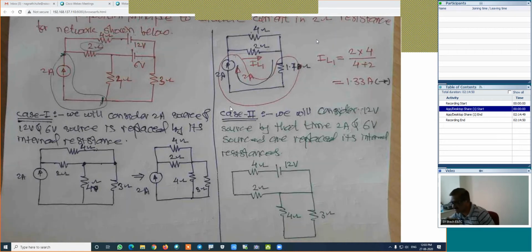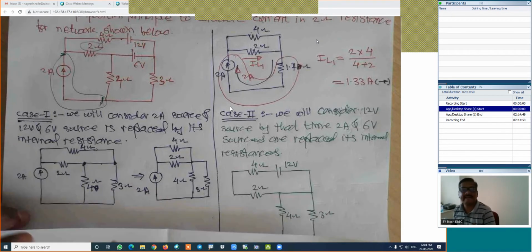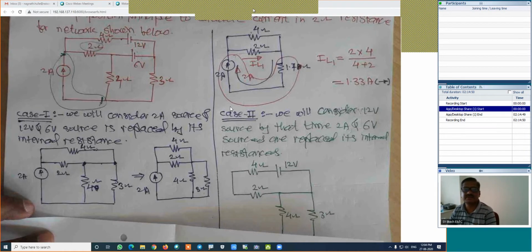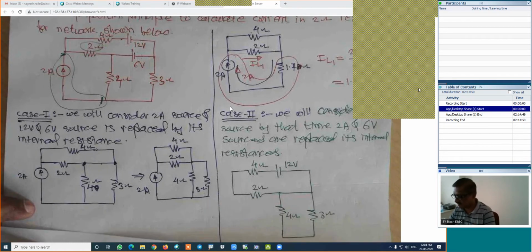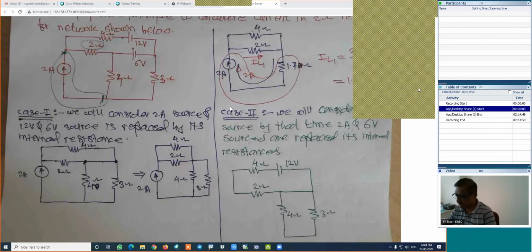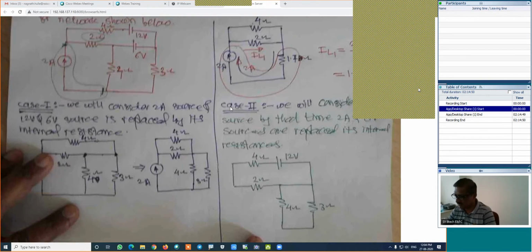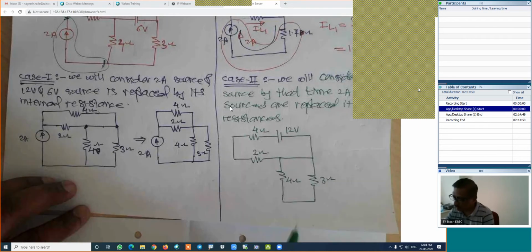How is the next simplification? Can anyone answer this question? How will be the next combination, series or parallel? Who is there? Yes, Avinash. Sir, which is in series? Sir, the 2 ohm and 4 ohm. 2 ohm and 4 ohm are in series.